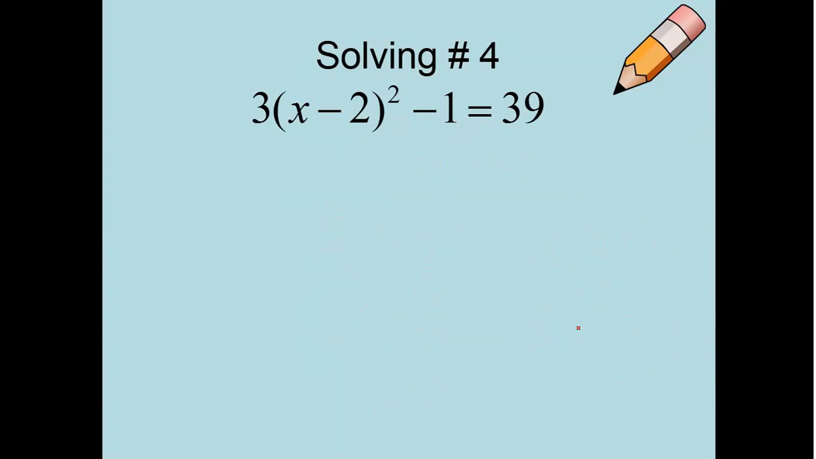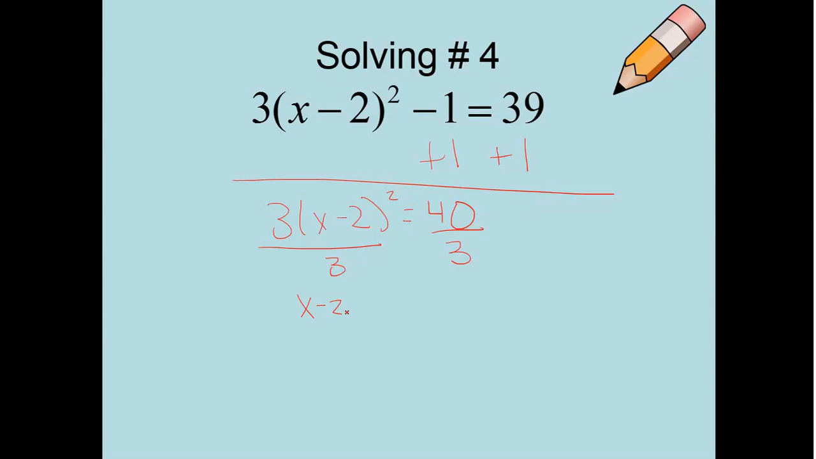And the last one for today. So I have 3 times the quantity, x minus 2 squared minus 1 equals 39. So let's start solving. Let's add 1. Now, you're probably going to be tempted to add 2. Don't add 2, because this x minus 2 is inside that squared. You can't touch it until we take the square root. So let's divide by 3 now.